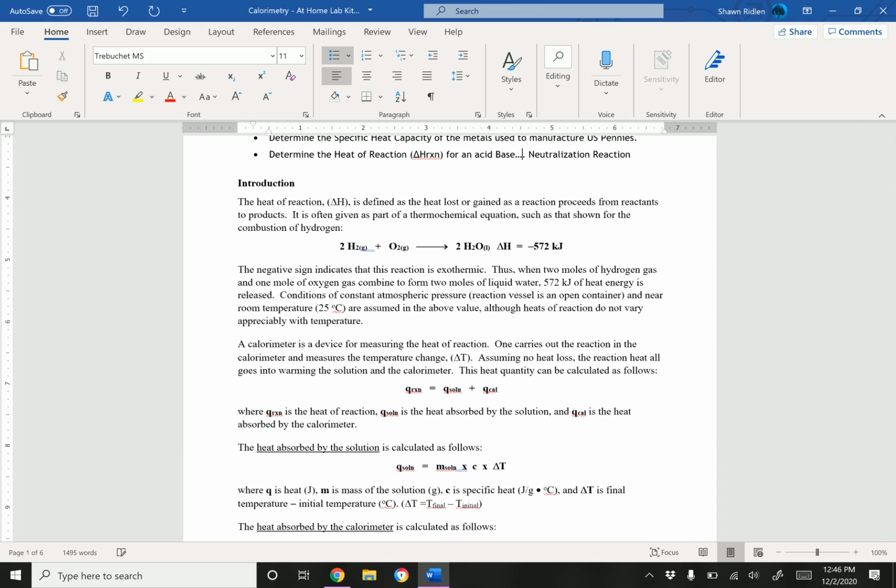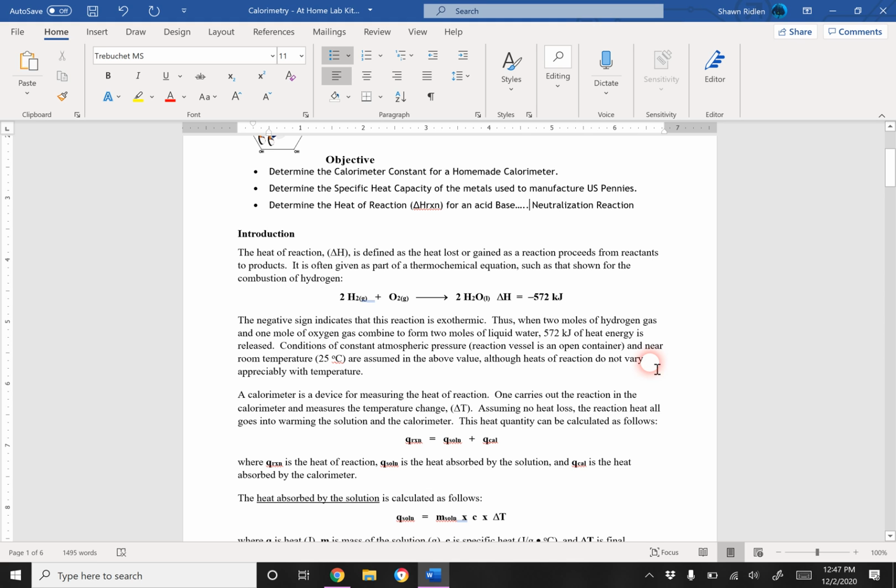Okay, so in that step, we want the calorimeter and the water to be the same temperature. And then that'll give us an idea where the calorimeter is starting out from.